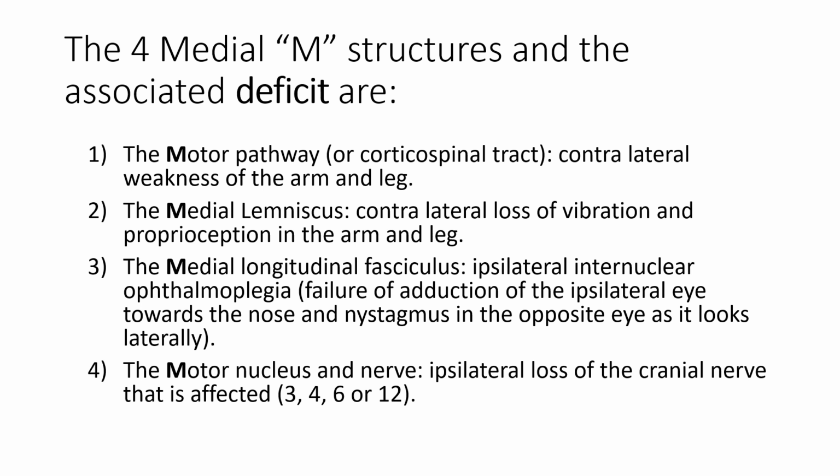Number 4, the motor nucleus and nerve. Ipsilateral loss, same side. Loss of the cranial nerve that's affected. So we're going to see 3, 4, 6, or 12, ipsilateral. So cranial nerves, ipsilateral, and then the motor pathway corticospinal, contralateral.